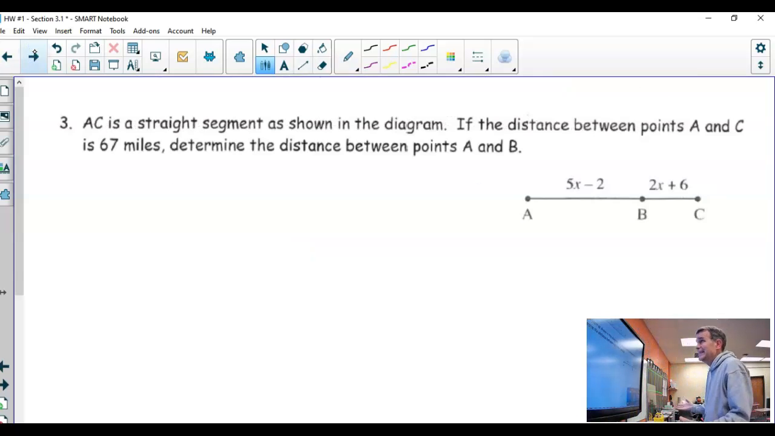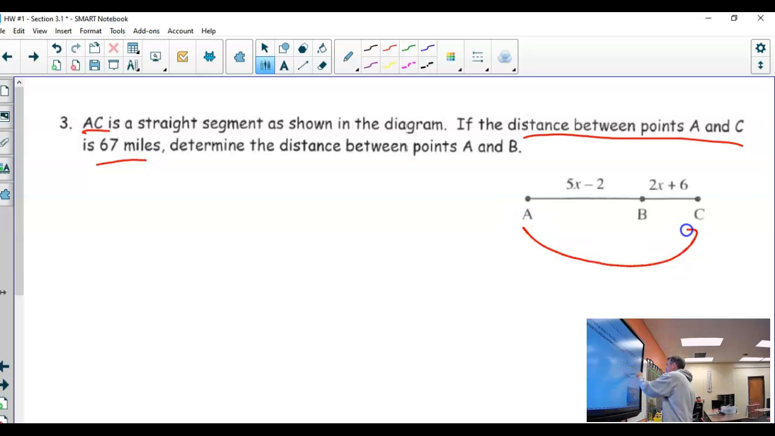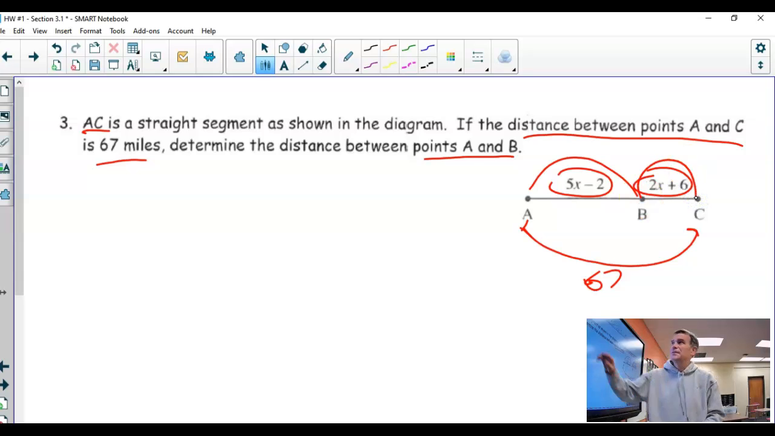This one's slightly tricky. They're telling you that AC, the distance between A and C, is 67 miles. And they want you to solve for x and then find the distance between A and B. So I think you could set up an equation that says these two amounts add to 67 and then solve for x. I hope you can do that. This distance is the distance from A to B, and the second one here is the distance from B to C. I hope you got that.